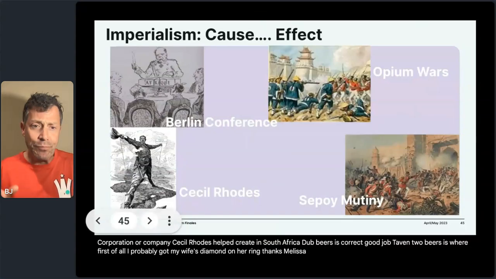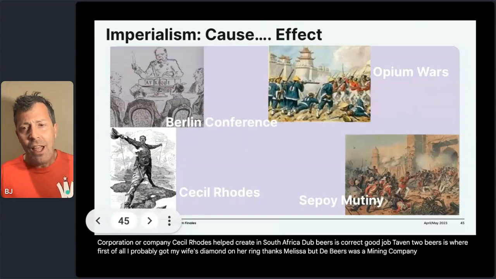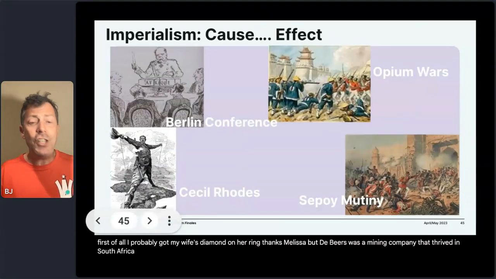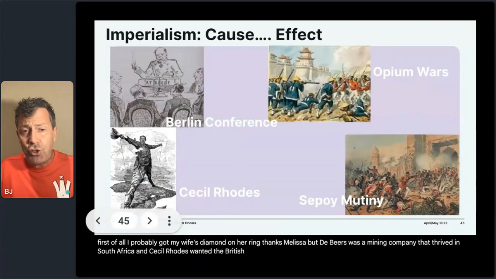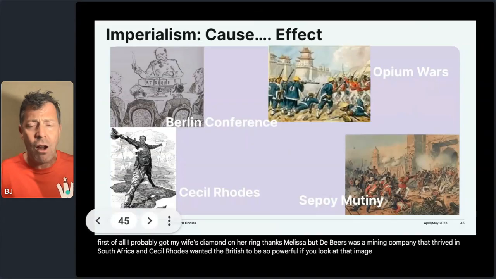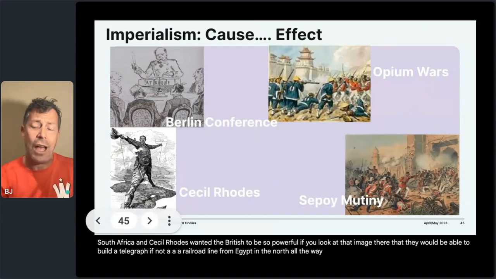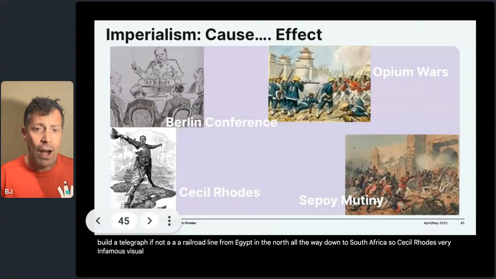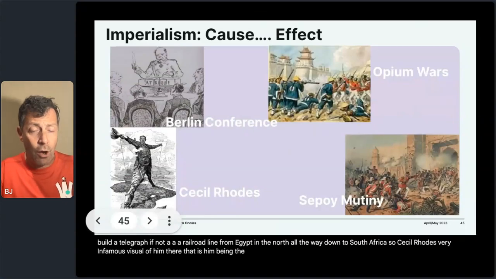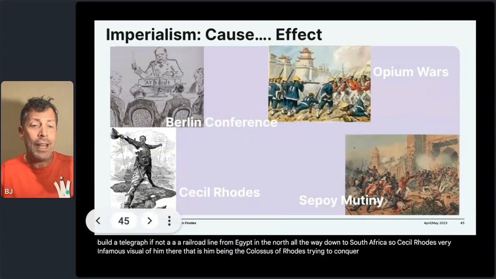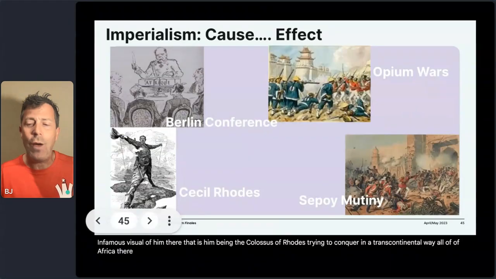Thanks, Melissa. But De Beers was a mining company that thrived in South Africa, and Cecil Rhodes wanted the British to be so powerful, if you look at that image there, that they would be able to build a telegraph, if not a railroad line from Egypt in the north all the way down to South Africa. So Cecil Rhodes, very infamous visual of him there. That is him being the Colossus of Rhodes, trying to conquer in a transcontinental way all of Africa. There is no extra credit.